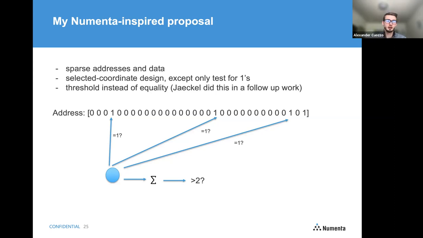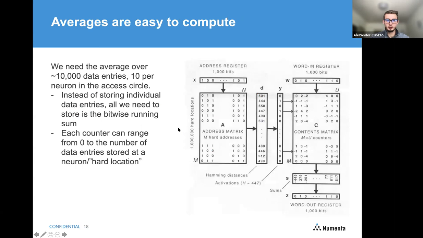And those are two different types of sparsity. How is this different from SDRs? Isn't this exactly SDRs? The reason I'm introducing this is because you can use SDRs as this part. So in comes an SDR, it activates some hard locations. Maybe instead of using the summation, you might have to do some unions or some intersections, change up the operations happening here, and then out comes another SDR.